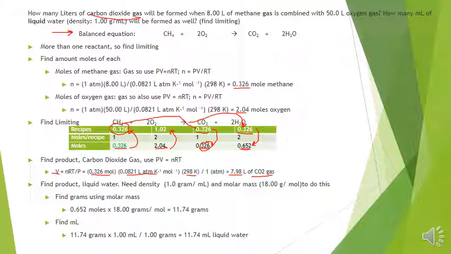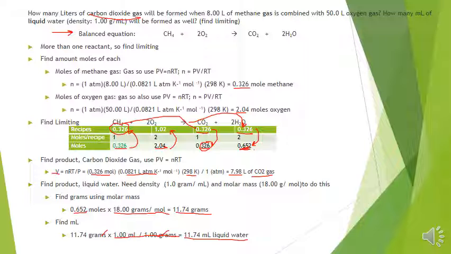Now for the water, okay, it's a liquid. So I'm going to use density and molar mass. The first thing you need to do is find out how many grams, and then you can figure out volume from density. So you have 0.652 moles times 18 grams per mole. And so you have 11.74 grams of water. Okay, each mil weighs 1 gram, or 1 mil weighs 1 gram. And then you end up with 11.74 mils of liquid water.